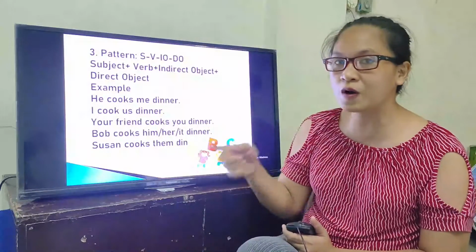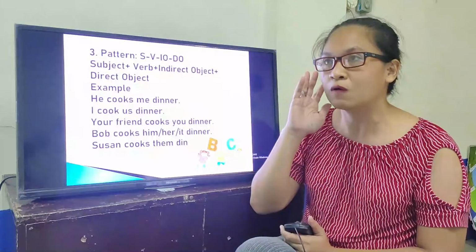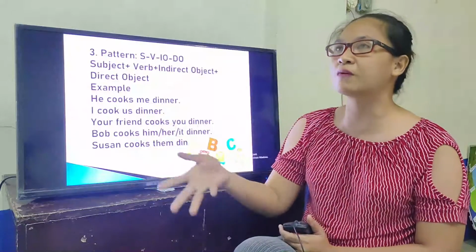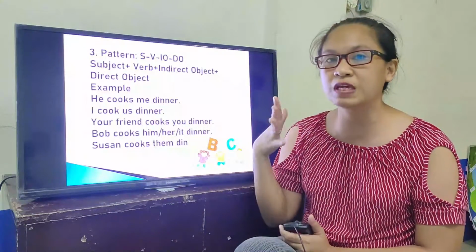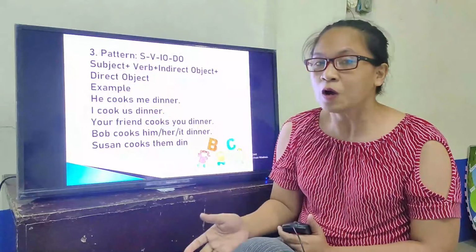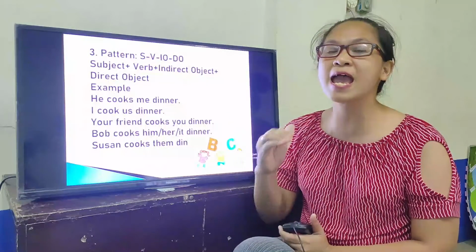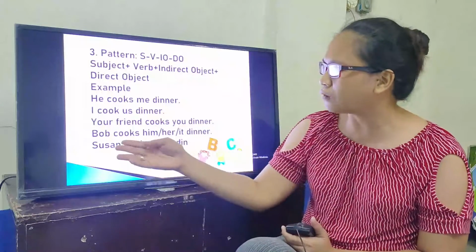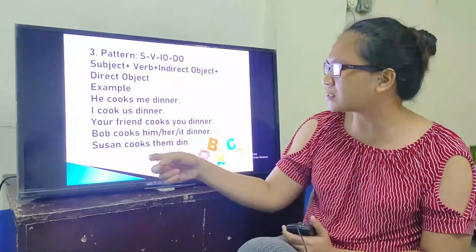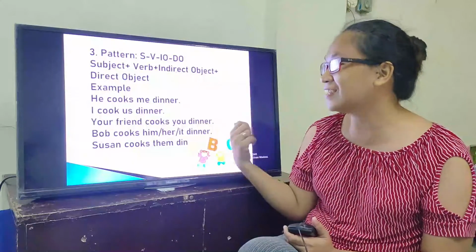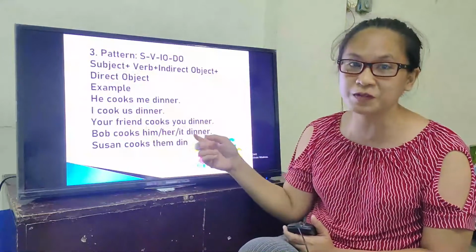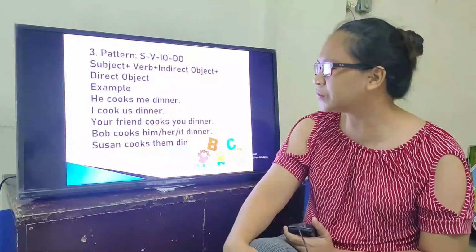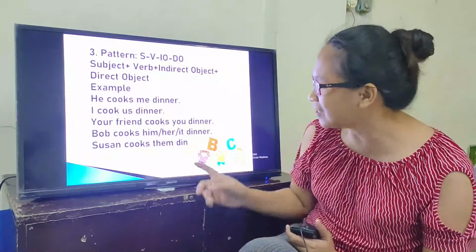One of the qualities of being an indirect object is that it can be omitted. But we use an IO to make the sentence specific. Now, let's have the next one. Bob cooks him, her, it dinner. Either of the pronouns, you can use. And the next one is Susan cooks them dinner.